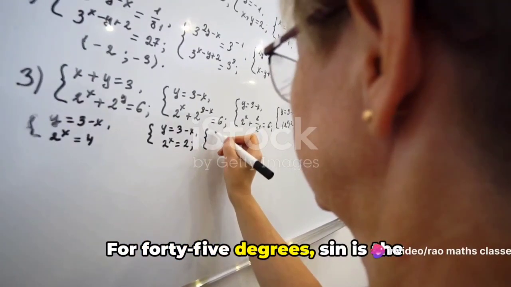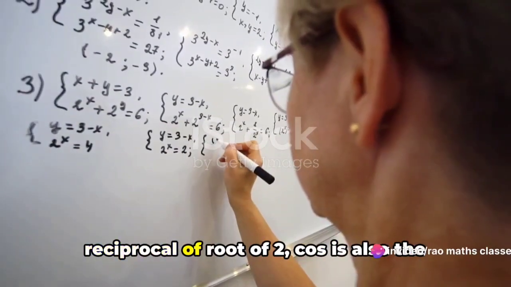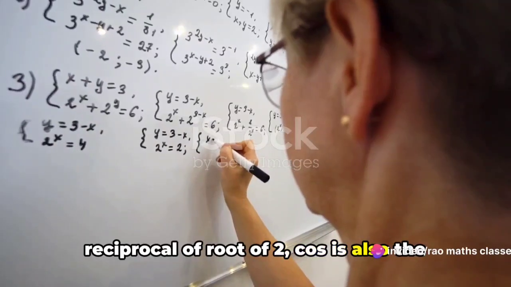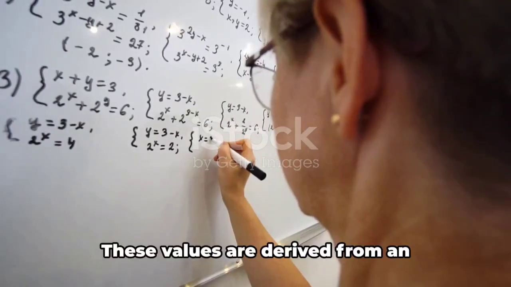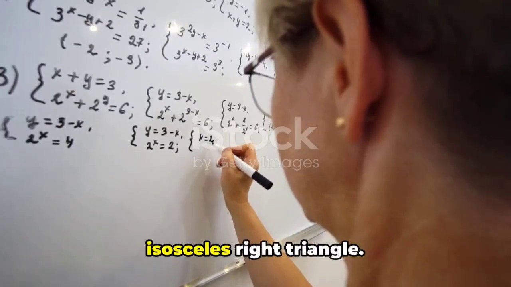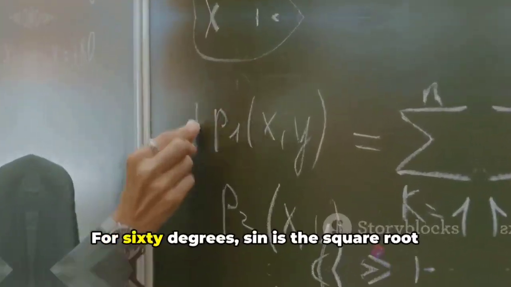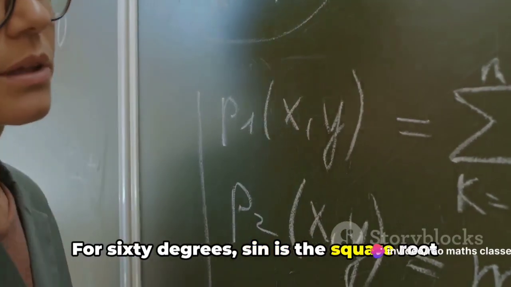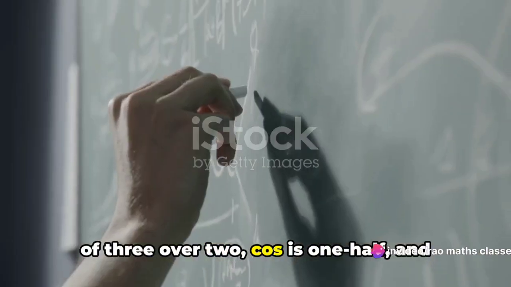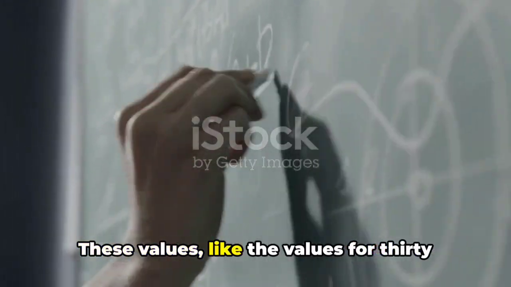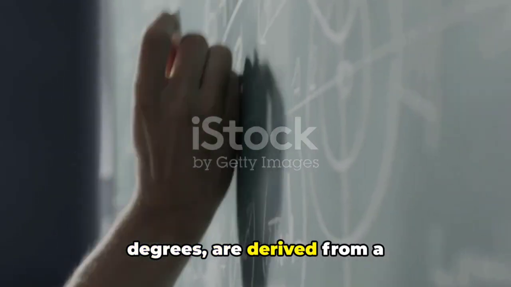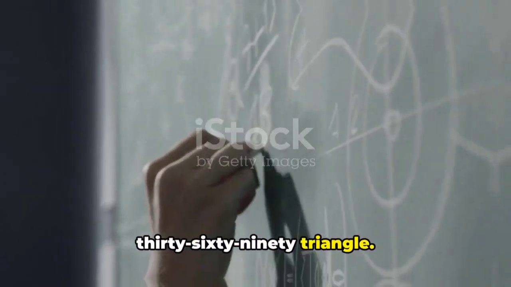For 45 degrees, sin is the reciprocal of root 2, cos is also the reciprocal of square root of 2, and tan is 1. These values are derived from an isosceles right triangle. For 60 degrees, sin is the square root of 3/2, cos is 1/2, and tan is the square root of 3. These values, like the values for 30 degrees, are derived from a 30-60-90 triangle.